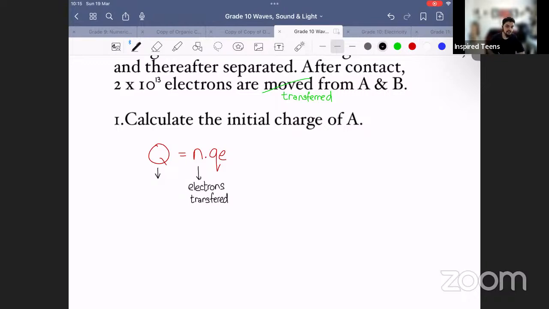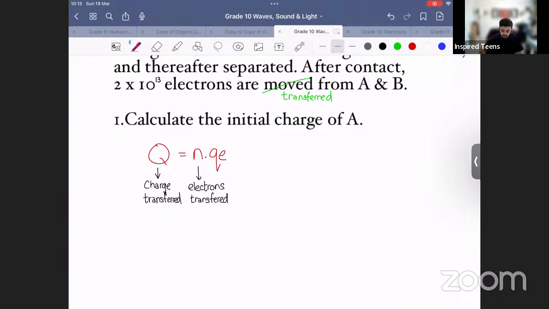Remember we said that the charge and the electrons have to always match. So if you substitute electrons transferred, you get charge transferred. Always keep that in mind. So I can get the charge transferred, which is good information to get.